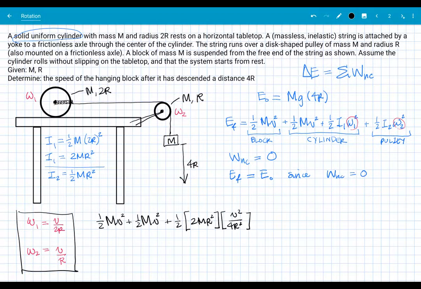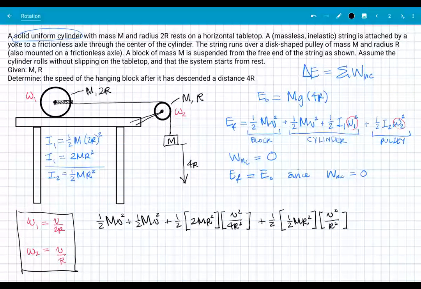Sometimes I like to do the squares right away rather than keeping them external, because I'm always worried I'm going to forget to square the denominator. So that's 1/2 I1 omega 1 squared, plus 1/2 I2 omega 2 squared. We figured out I2 was 1/2 mr squared, times omega 2 squared, which is v squared over r squared. And that'll be equal to 4mgr.